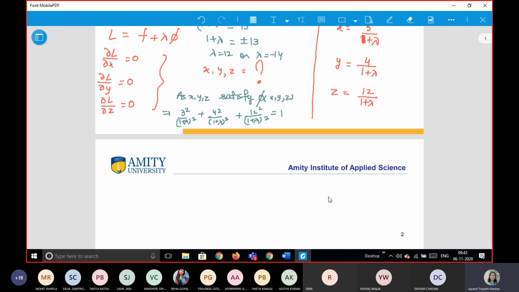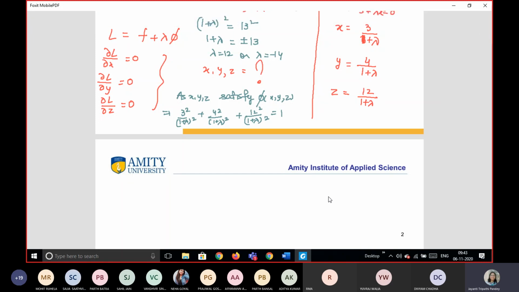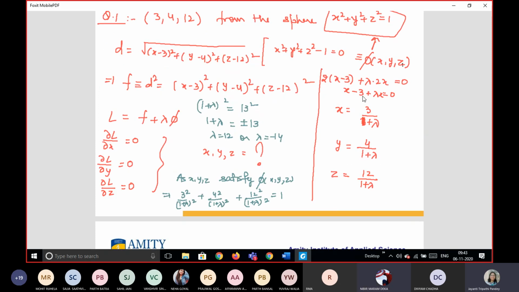Excuse me, ma'am. I think in the denominator it should be 1 minus lambda. No, beta, it is 1 plus lambda. Please check from here.